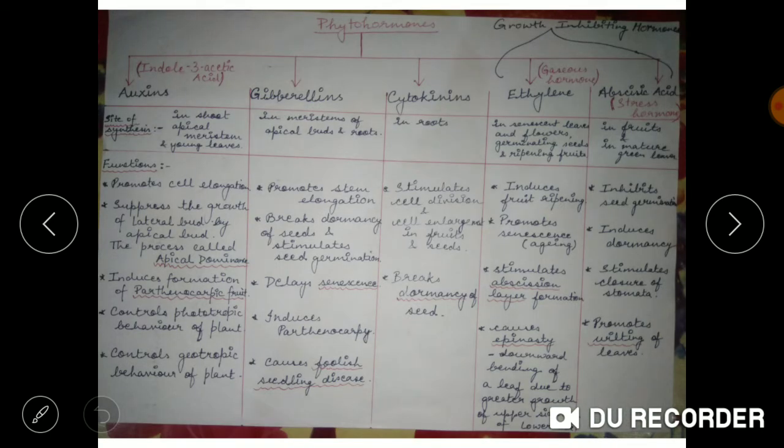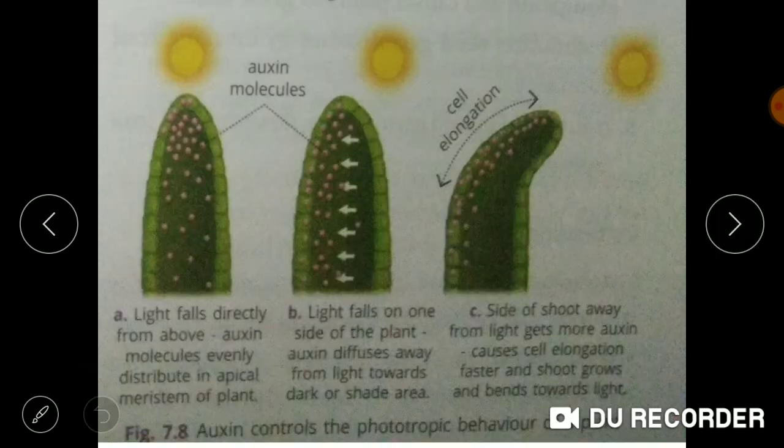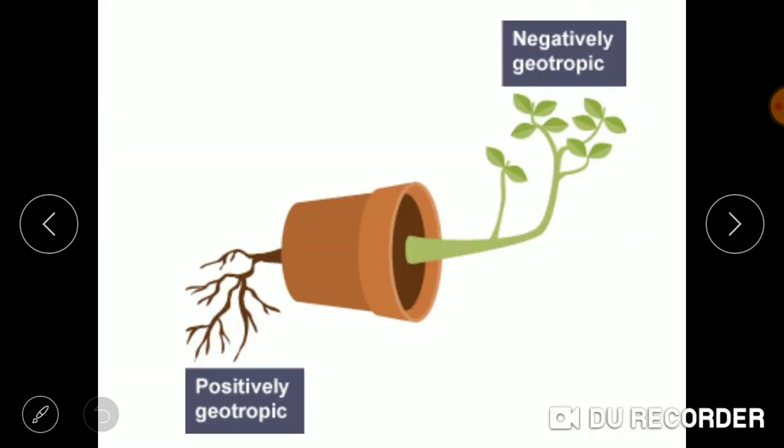Now we move on to another function of auxin, which is that it controls the geotropic behavior of the plant as well. Now see this diagram in which the stem is showing negative geotropic behavior. Geotropic means the growth movement of the plant towards the gravity or away from the gravity. Here we can see that the shoot or the stem shows negative geotropic behavior. It moves away from the gravity.